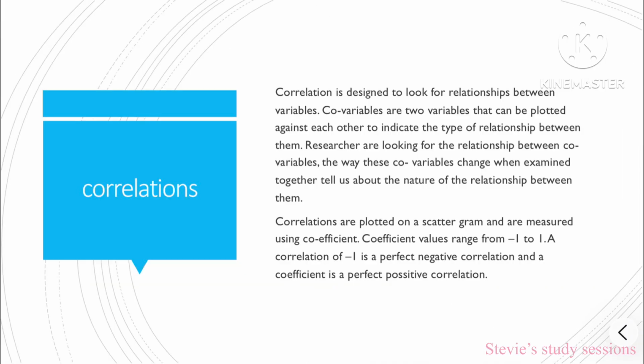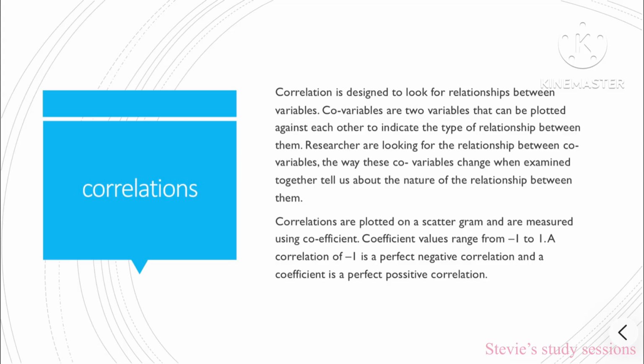Correlation is designed to look at a relationship between two variables. Co-variables are two variables that can be plotted against each other to indicate what type of relationship is between them. Researchers look for the relationship between co-variables, or the way these co-variables can change when examined together. This tells us about the nature of the relationship between them.